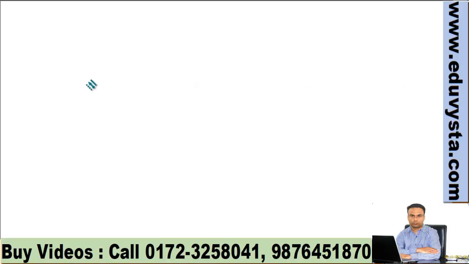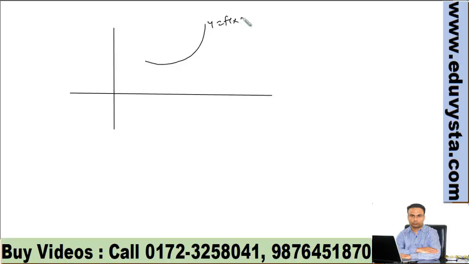Let's draw the graph of any curve y is equal to f(x). Let's draw a tangent to this curve at a general point (x, y). General point means any point on this curve. Let's draw the tangent line. Now this tangent meets the x-axis at T.